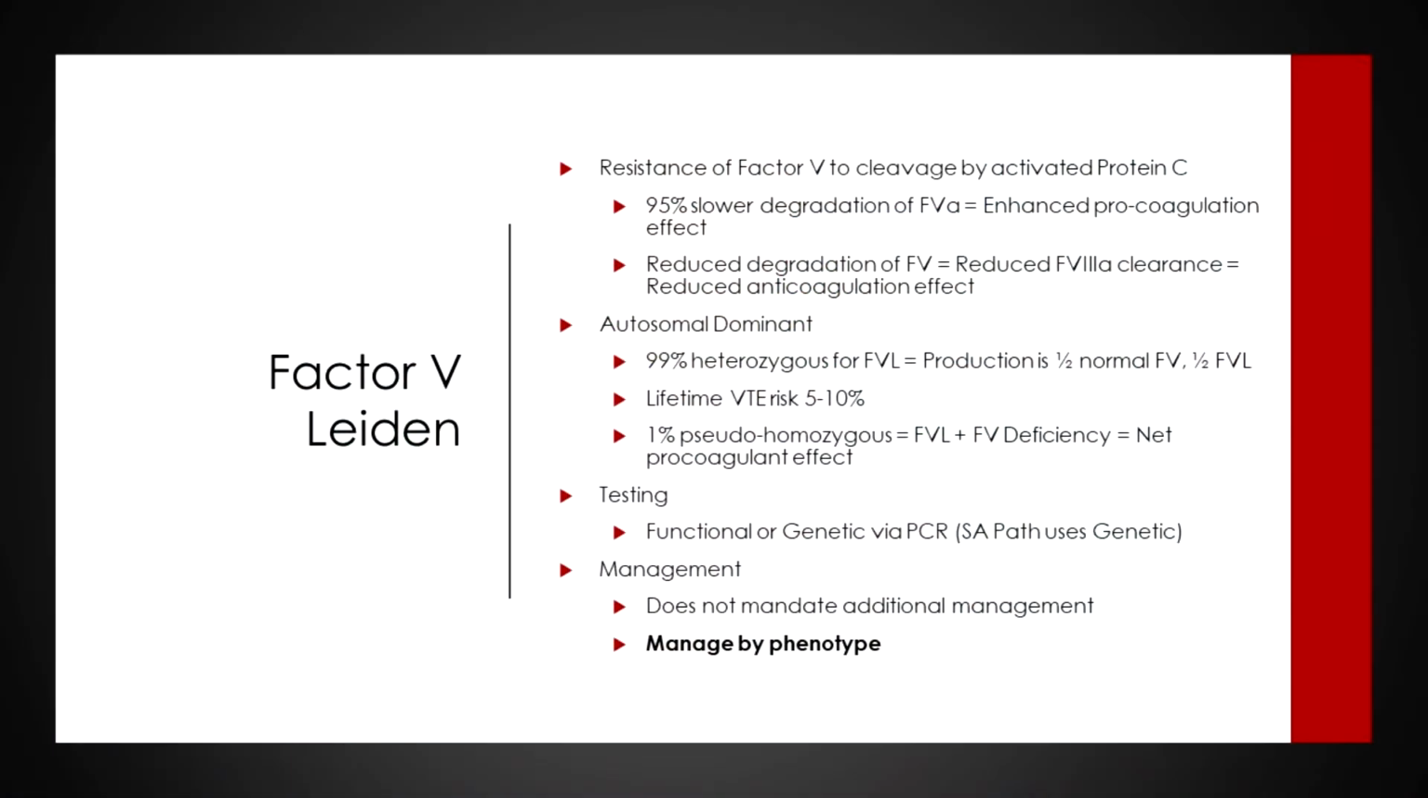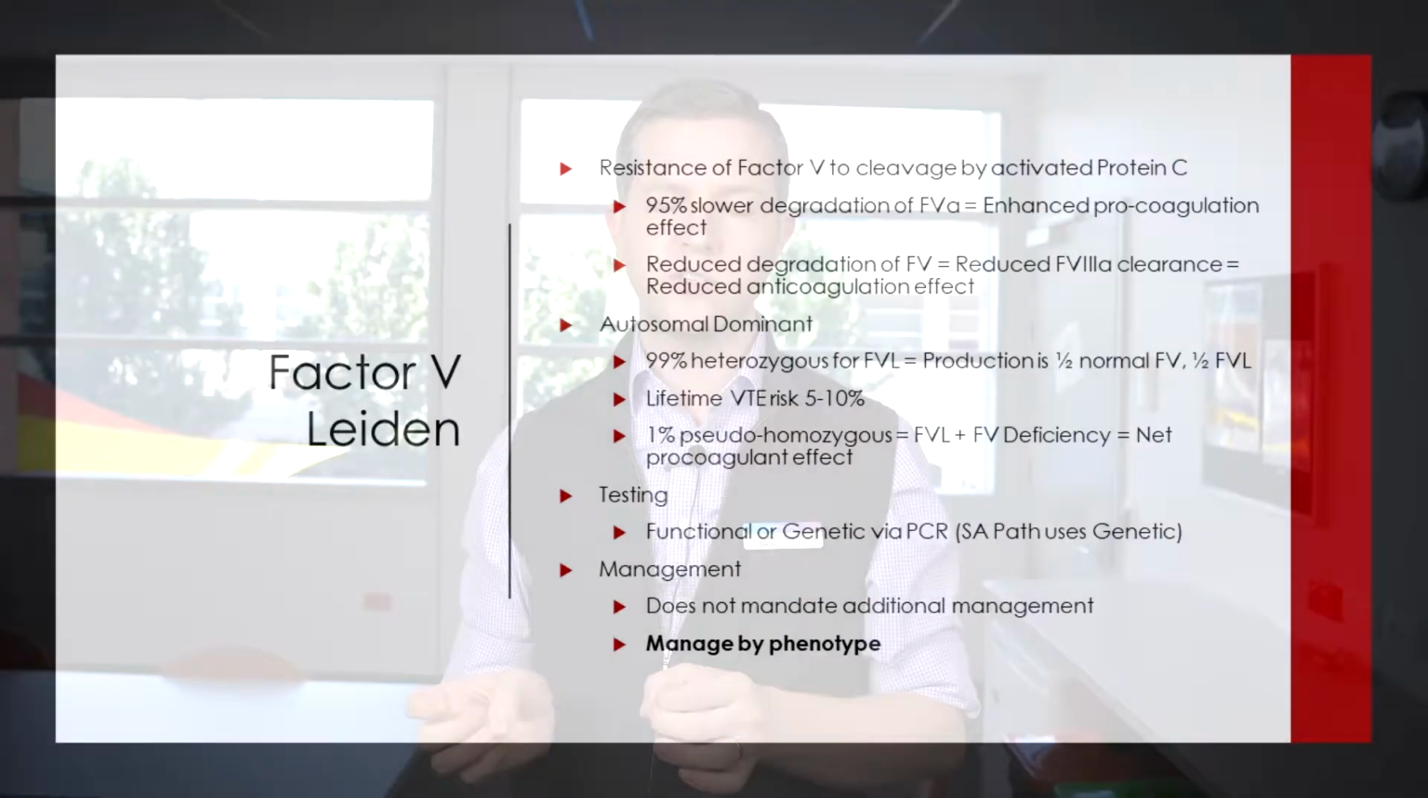I said it was 99% heterozygous. There's still 1% that are called pseudo-homozygous. So they don't actually have two factor V Leiden chromosomes. They have one factor V Leiden and one with factor V deficiency, an extremely rare bleeding disorder. But in the presence of factor V Leiden as a procoagulant effect, the net effect is actually procoagulant rather than anticoagulant or balancing each other out.